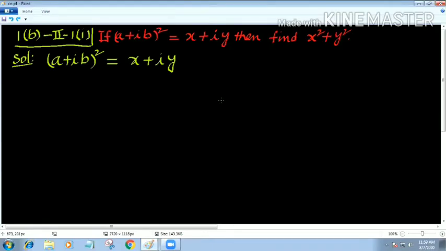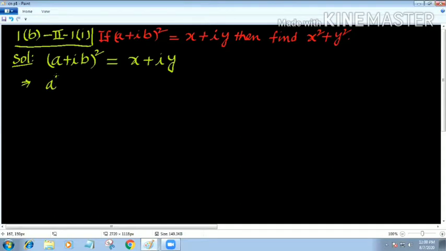Let us take up one more problem in exercise 1b, Roman 2, first bit of first question. If (a plus ib) whole square is equal to x plus iy, then find x square plus y square. Now let us take the given condition, (a plus ib) whole square is equal to x plus iy, and expanding the left side by using the formula (a plus b) whole square, a square plus b square plus 2ab.